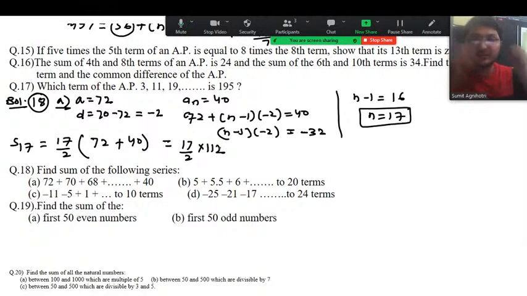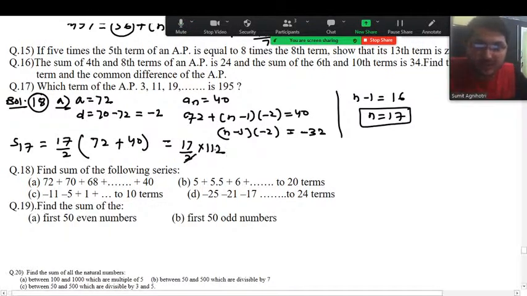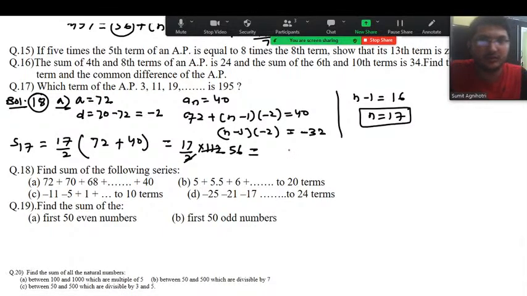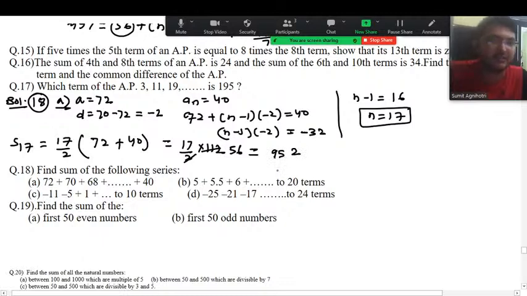I'm getting 112, isn't it? Now I just need to cancel it. Can you multiply 56 and 17 and tell me the result? So 17 times 56 is 952, right? 952 is your answer. Very good.